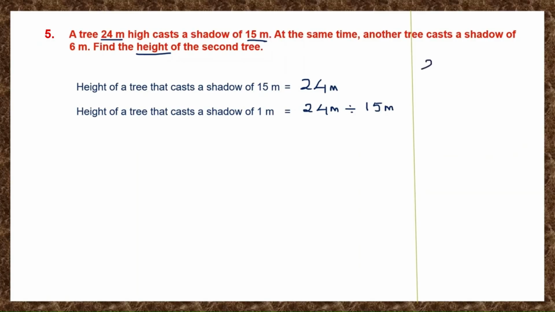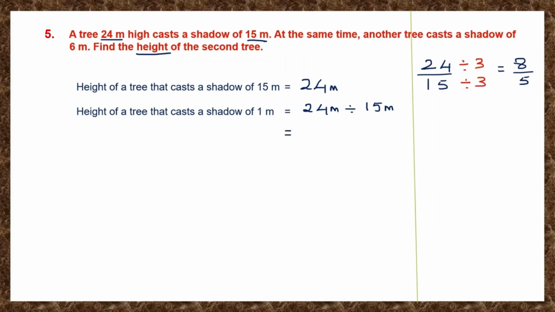So let's divide 24 by 15. Let's divide both by a common factor, and the common factor here is 3. So let's divide both by 3 and see what we get. 3 eights are 24 and 3 fives are 15. So we'll leave it as 8 by 15.